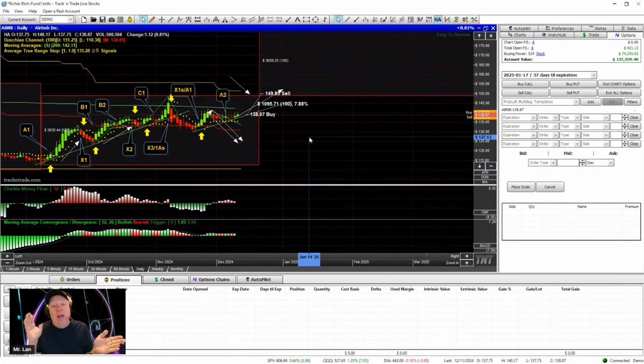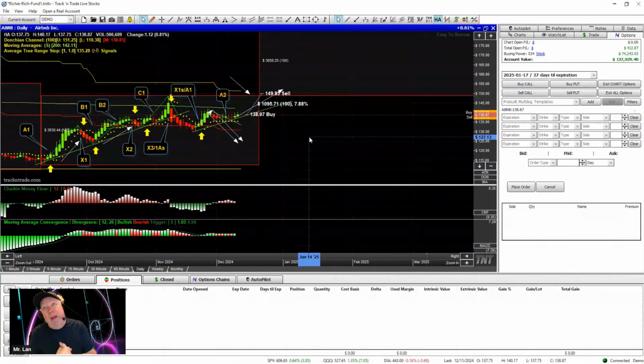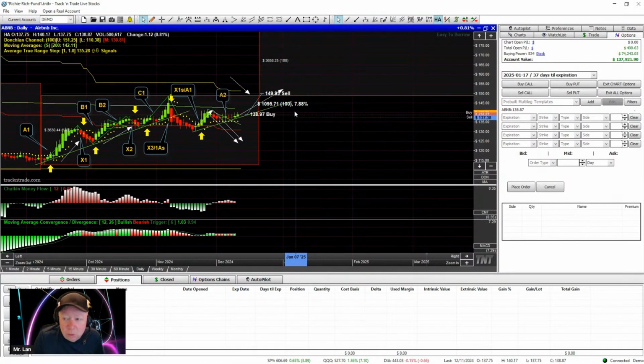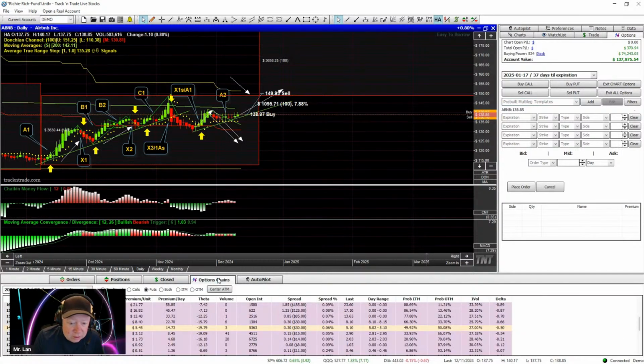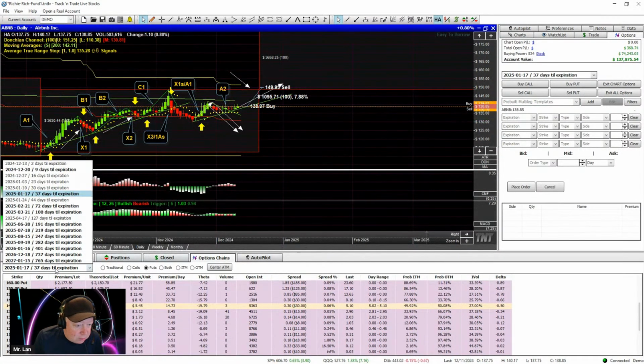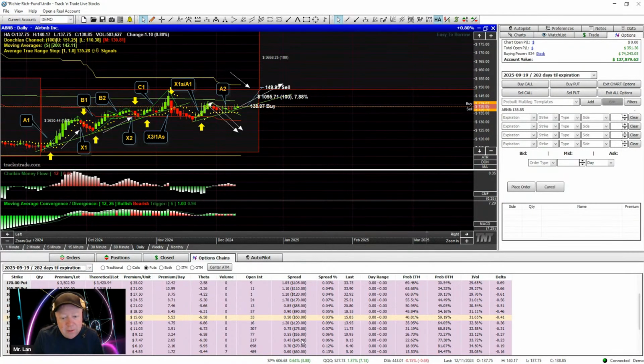Now we're going to put on a poor man's covered call. A poor man's covered call is when you come in here and you say, well, I think over the long haul, over the next year, this market's going to go up. So you go down to your options chain and you say, let's go down to, I don't know, 282 days out. Okay, that sounds good.